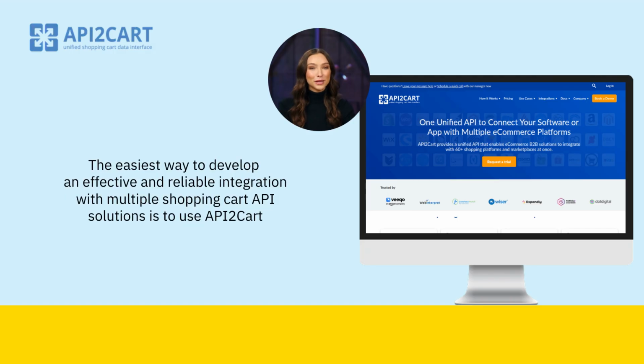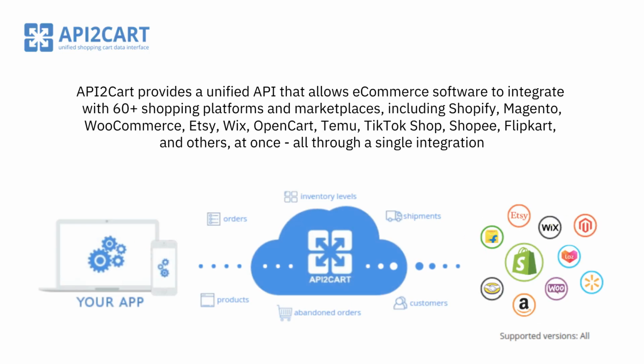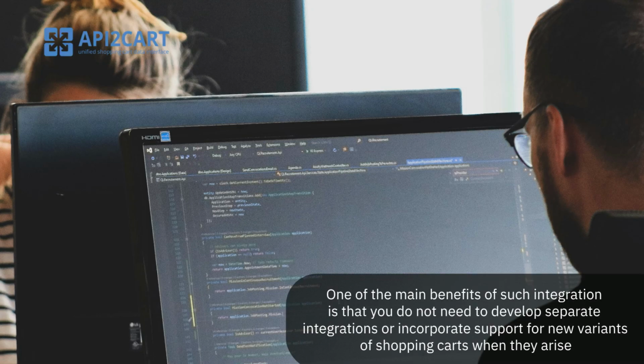The easiest way to develop an effective and reliable integration with multiple shopping cart API solutions is to use API2Cart. API2Cart provides a unified API that allows e-commerce software to integrate with 60+ shopping platforms and marketplaces, including Shopify, Magento, WooCommerce, Etsy, Wix, OpenCart, Temu, TikTok Shop, Shopee, Flipkart, and others, at once, all through a single integration. One of the main benefits of such integration is that you do not need to develop separate integrations or incorporate support for new variants of shopping carts when they arise.